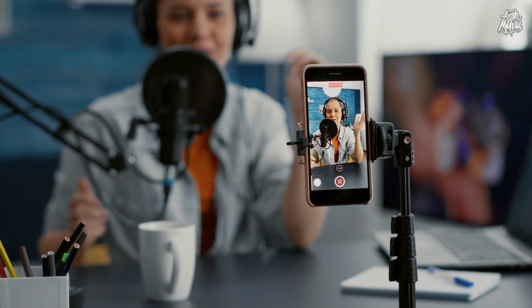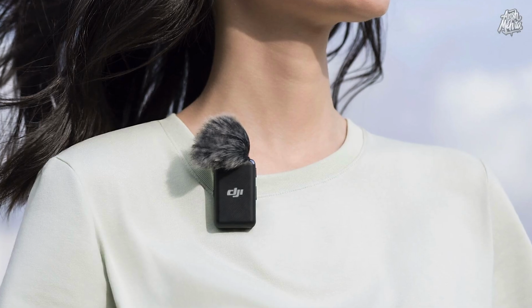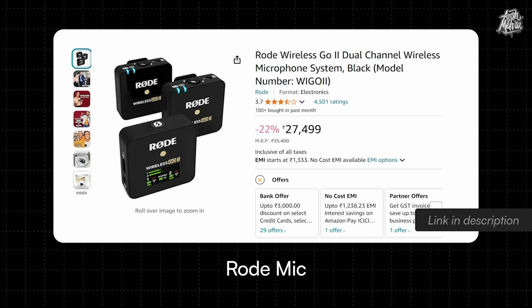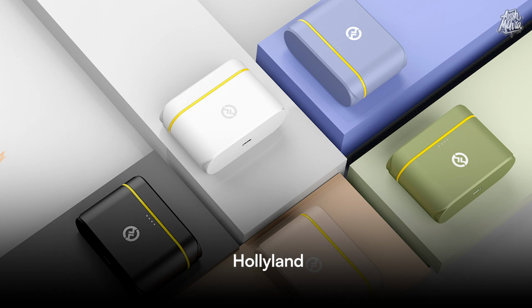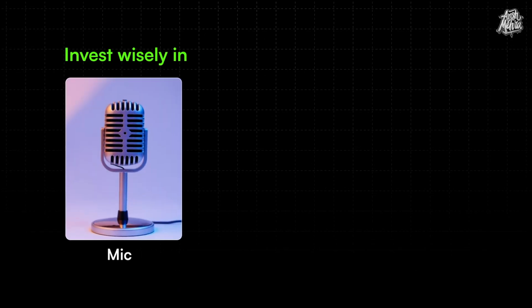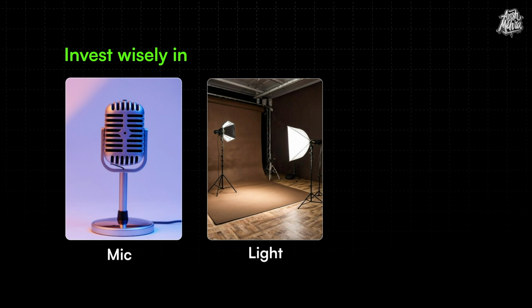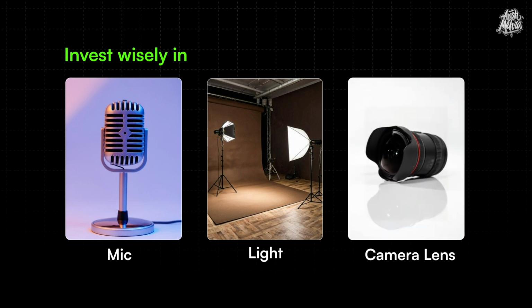Now, if you want to use your iPhone, then just get a wireless mic that directly connects to your phone. I bought a Rode mic earlier when I started out, but now a lot of my friends are using Holyland mics and DJI mics. You can do your own research and buy whatever suits your budget, because I'm not an expert at this. When it comes to investing, please make sure that you first purchase your mic, then a good light, probably a Godox light, then your camera, and then a good lens.